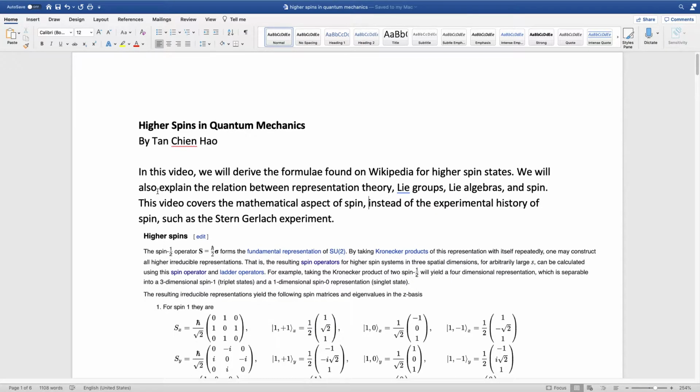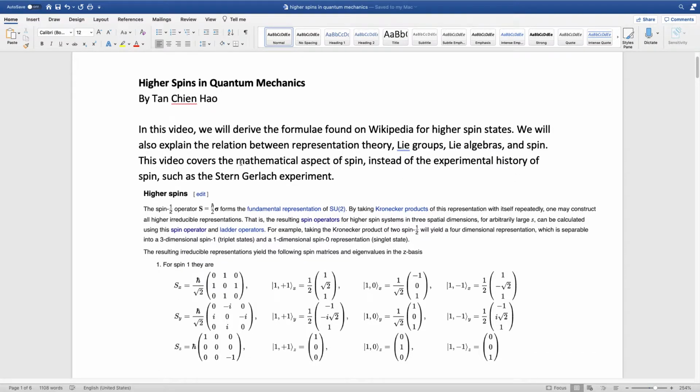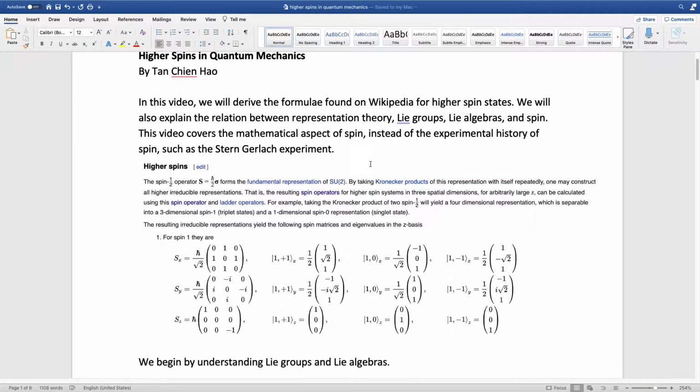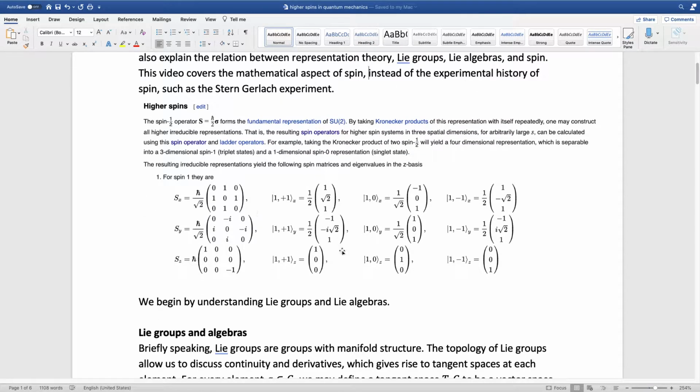We will also explain the relation between representation theory, Lie groups, Lie algebras, which are branches of math, and spin in quantum mechanics. This video covers the mathematical aspect of spin, instead of the experimental history of spin such as the Stern-Gerlach experiment. So this is the Wikipedia page.